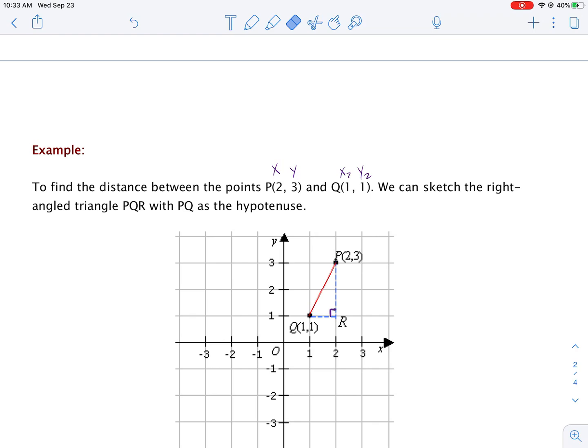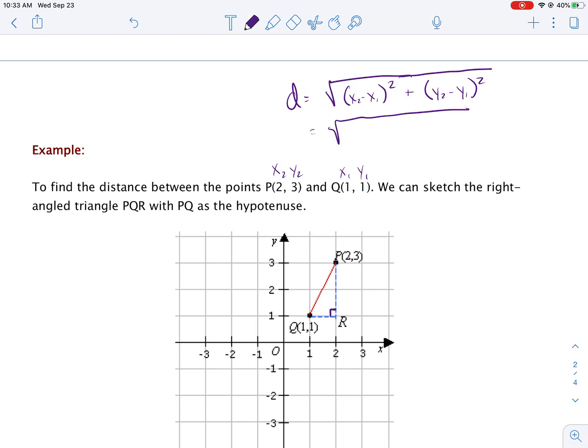And it doesn't matter which one you use. We can also make this one x2, y2, x1, y1. It really doesn't matter, right? As long as you stay consistent and put those points in the right place. So our distance formula, again, is the square root of x2 minus x1 squared plus y2 minus y1 squared. And so I just fill in the blanks.